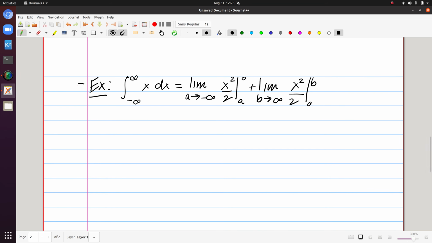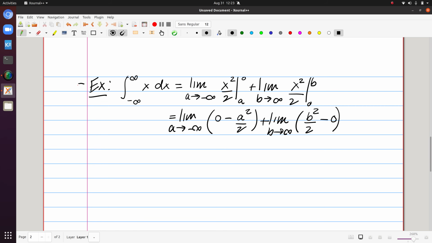If we do that, we're going to end up with 0 minus a squared over 2, plus the limit as b goes to infinity of b squared over 2 minus 0. In this first limit, we're going to get minus infinity, and in the second one, we're going to get positive infinity. But we said as soon as one of those pieces doesn't approach a finite number, the original integral diverges. That's our conclusion here.